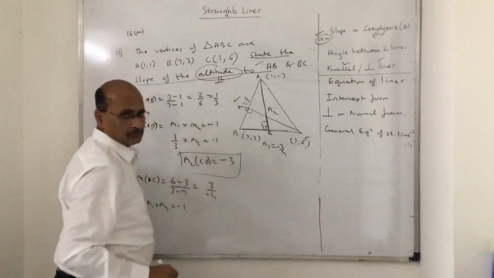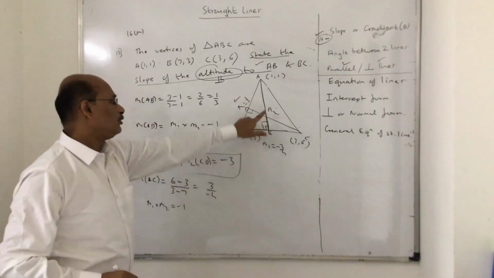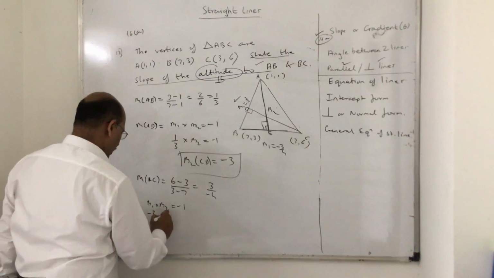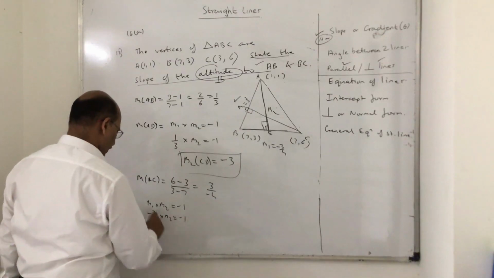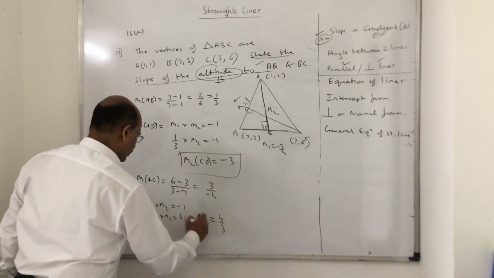Perpendicular height. Find the slope of this line, they are telling us. So m1 into m2. What is m1? I got minus 3 upon 4, into m2, is equal to minus 1. This will cancel here. Eventually m2 will be 4 upon 3.